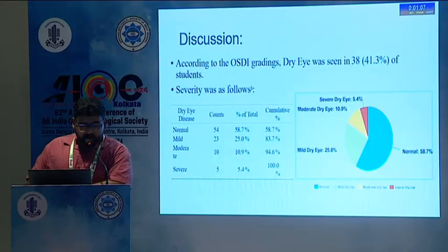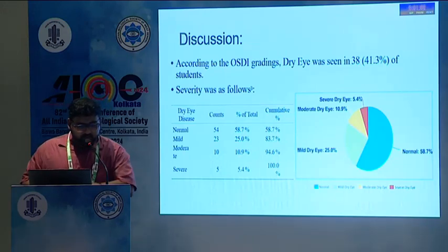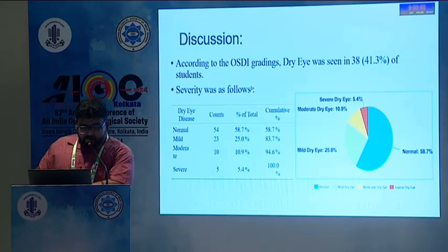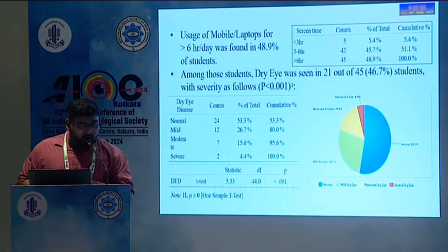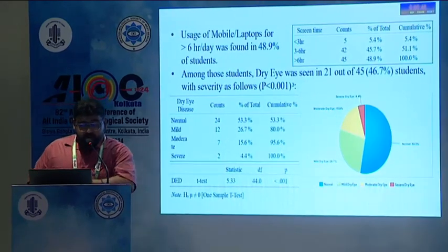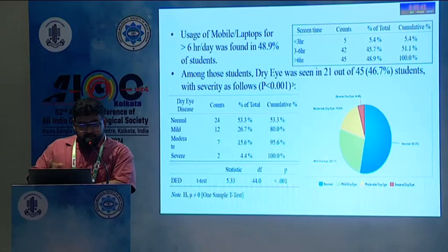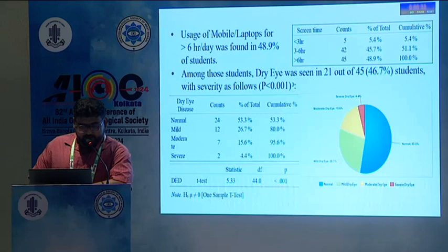Discussion. According to the OSDI grading, dry eye was seen in an alarming 41.3% of students. The severity was mild 25%, moderate almost 10%, and severe 5%. And usage of mobile or laptops is seen in almost half, 48.9% of students. Among those students, 46.7% had dry eye, and it is a statistically significant association as the p value came less than 0.001.